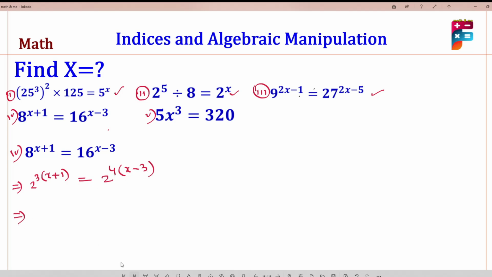Okay, now look, here is 2 and here is 2, so the base is the same, so the powers will be equal. Here is 3 times x plus 1 equals 4 times x minus 3. Sorry, my mistake. So here is 3x plus 3 and here is 4x minus 12.